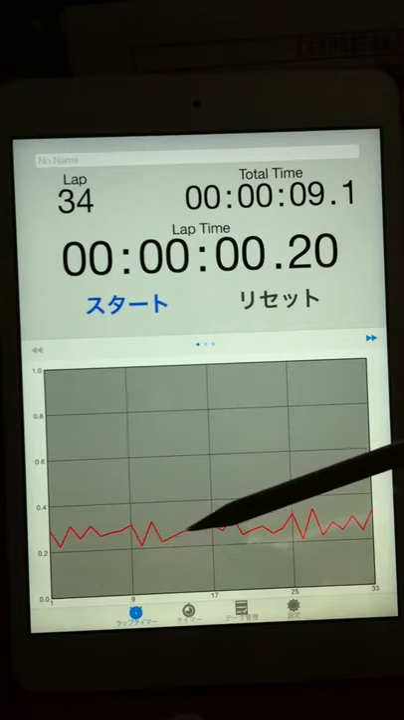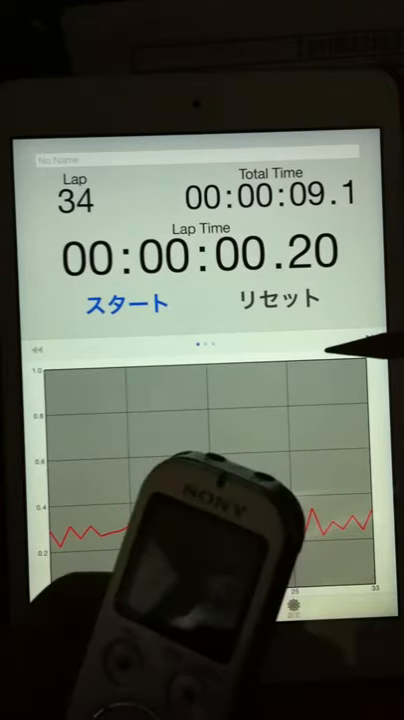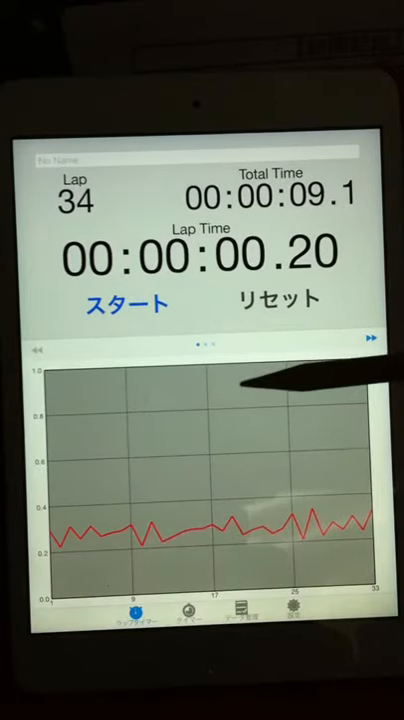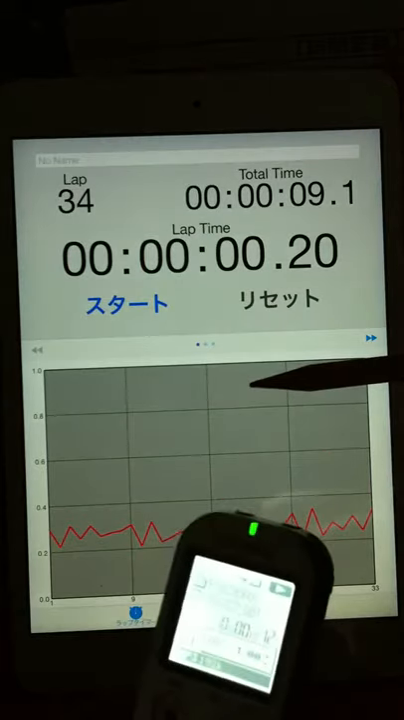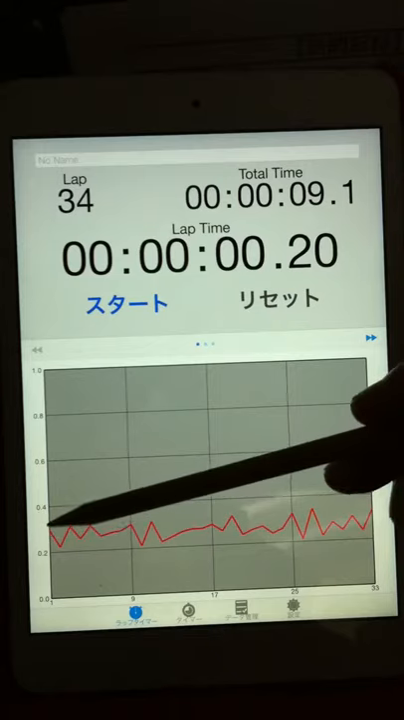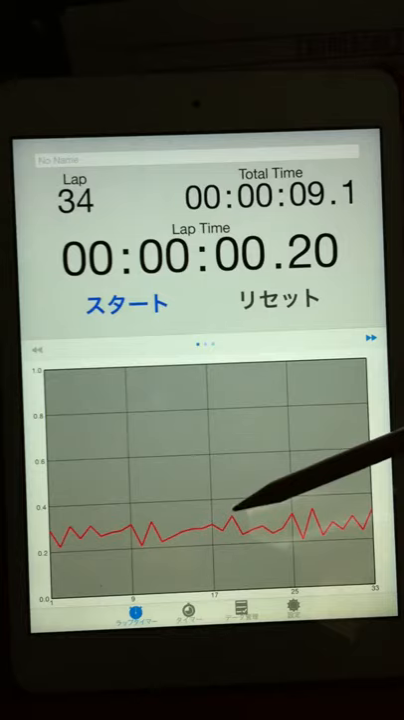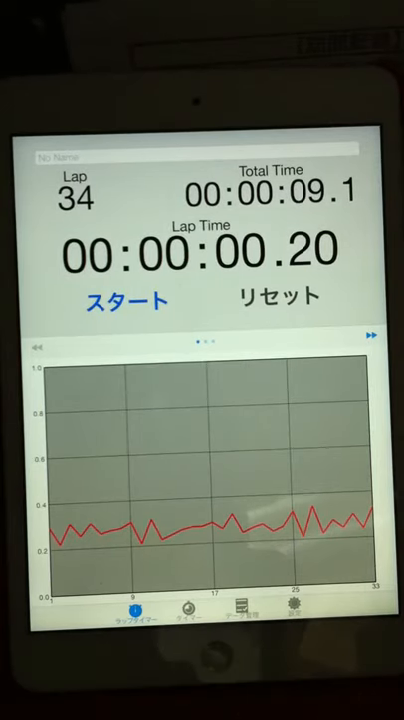1, 2, 3, mountain, 1, 2, mountain. It gradually increases. So let's listen. I'm going to play the piano.